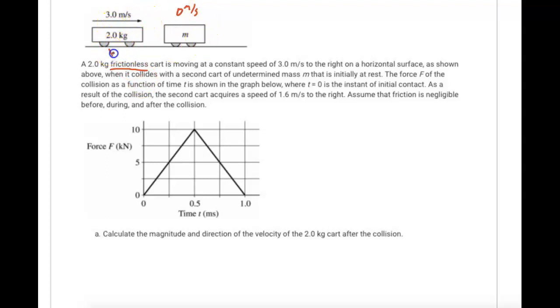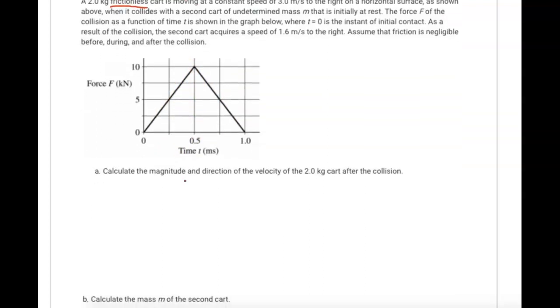So we don't know what the final speed is of this one, but we do know that the final speed of this one is equal to 1.6 meters per second. Alrighty, so let's do this. Let's find out what is the area under the curve. So why do we want to find the area under the curve?